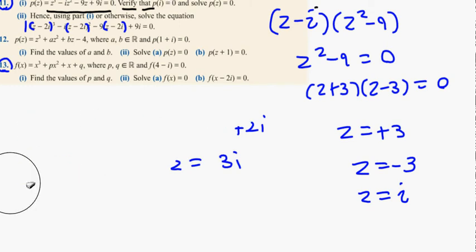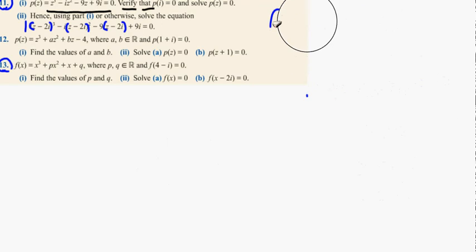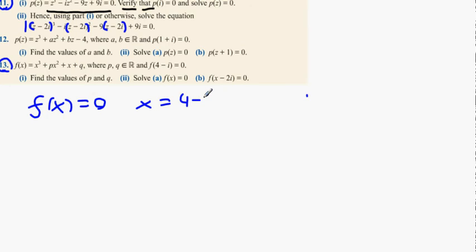Now question 13 is f of x equals x cubed plus px squared plus x plus q. p and q are elements of R, this means they're just real numbers. And f of 4 minus i equals 0. Now f of 4 minus i equals 0 means it satisfies the equation. So f of x equals 0 when x equals 4 minus i. That's basically what that means there.